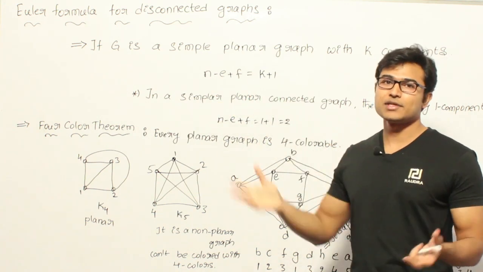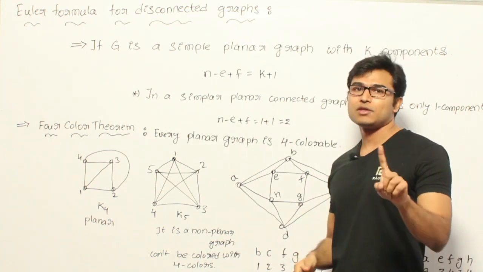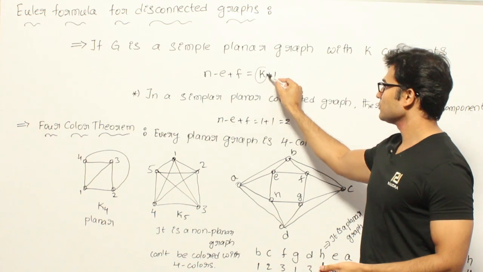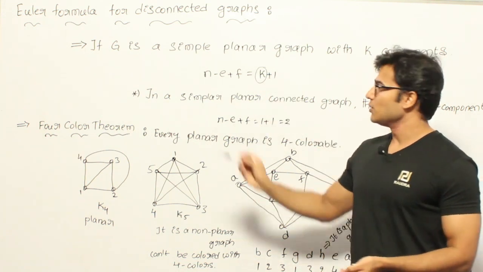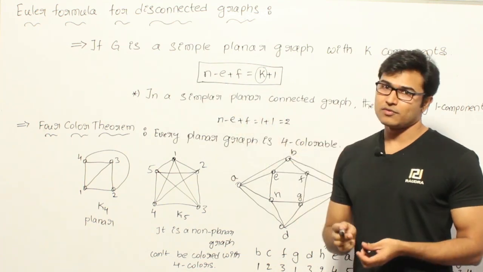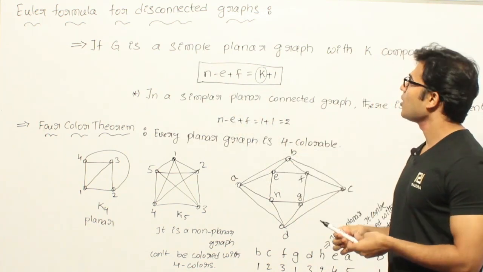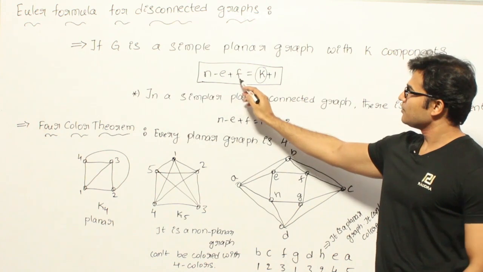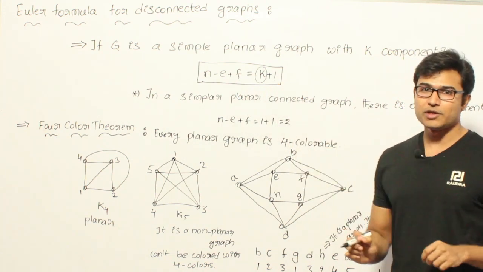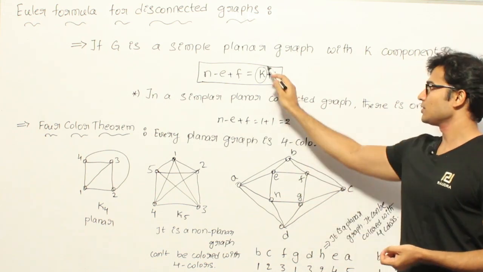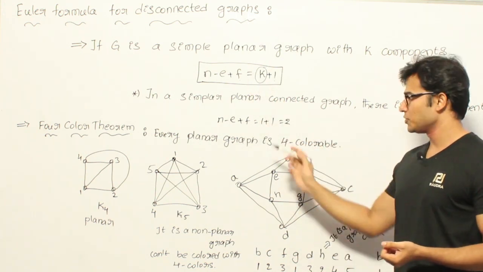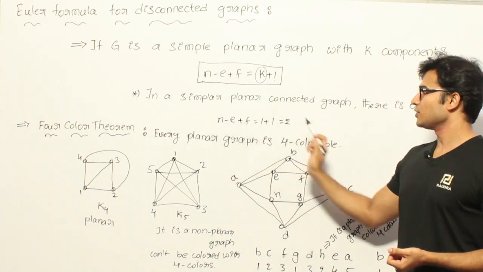In case the graph is connected, which means there is only one component, then in place of k you are going to have 1. So observe this, Euler's formula is just a modification of this. If you have k components, it is n minus e plus f equal to k plus 1. In case you have only one component, which means the graph is connected, you substitute 1 in this place and you get the smaller version of Euler's formula, n minus e plus f equal to 2.